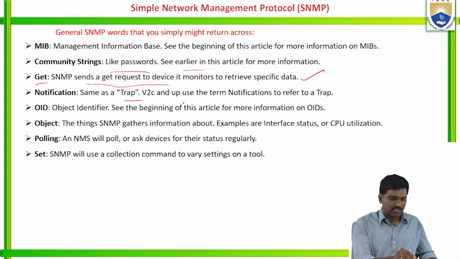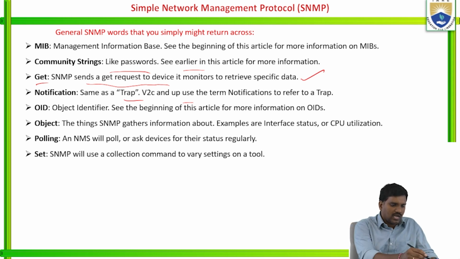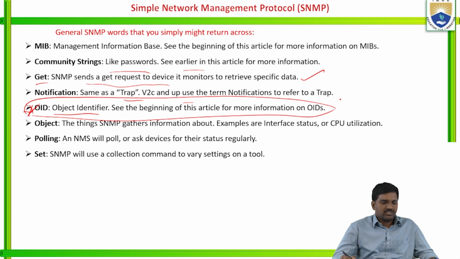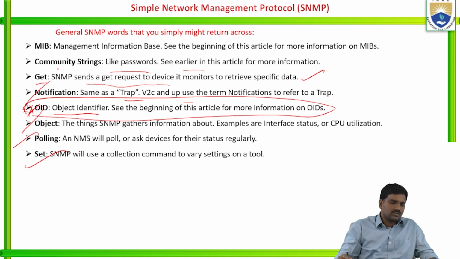Notification: some vendors use the term notification to refer to a trap. Next is OID, object identifier. So it is very important. For more information on OID, see the beginning of the article. The objects are things SNMP agents gather information about, for example interface status or CPU utilization. Then polling and set. So these are some general terms that may occur in the SNMP architecture.